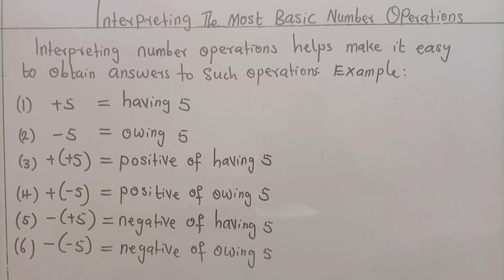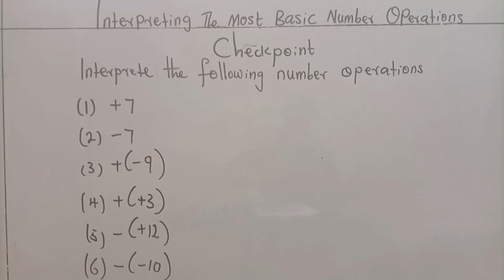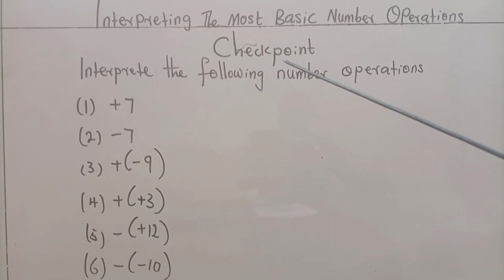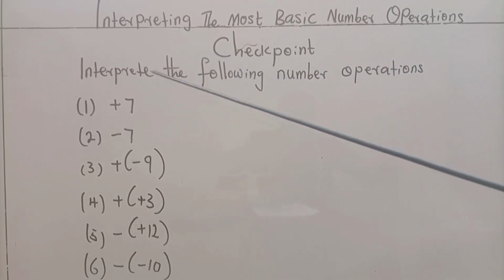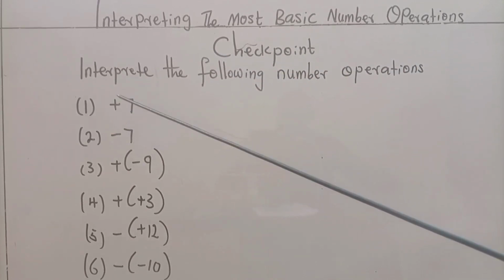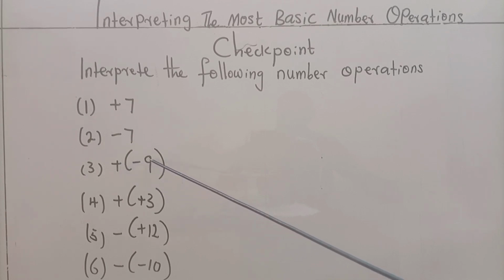Please, let's have a checkpoint. Find out if you can interpret the following. The checkpoint says interpret the following number operations: plus 7, minus 7, plus bracket minus 9, plus bracket 3, minus bracket 12, minus bracket 10. I believe you can do this, that is, if you listened to the way I gave the previous number operations their meanings.